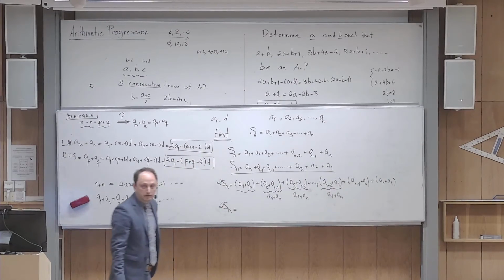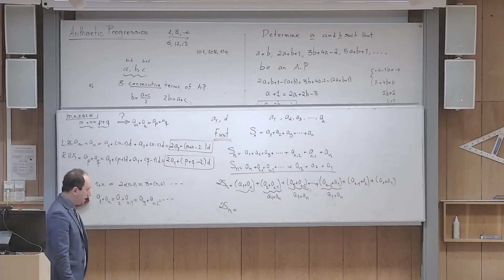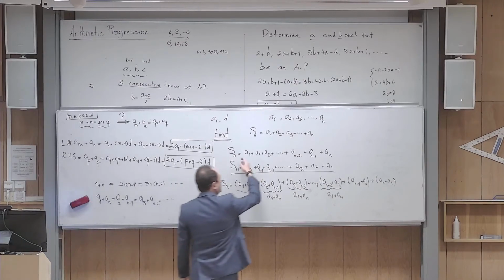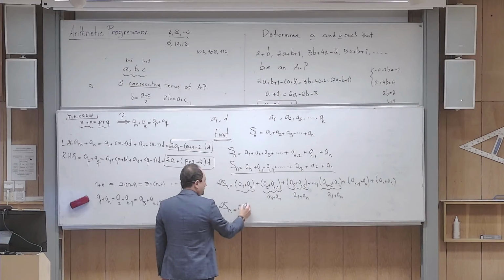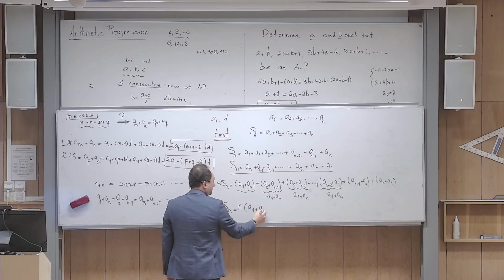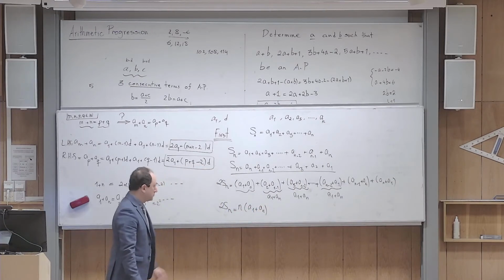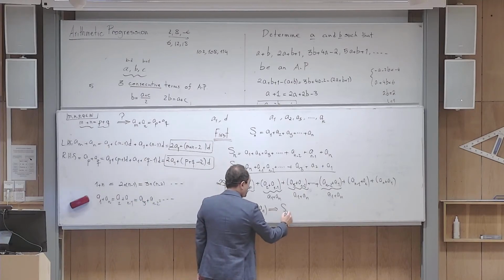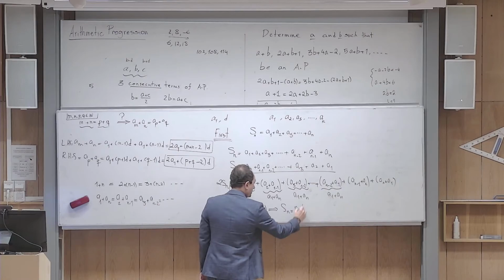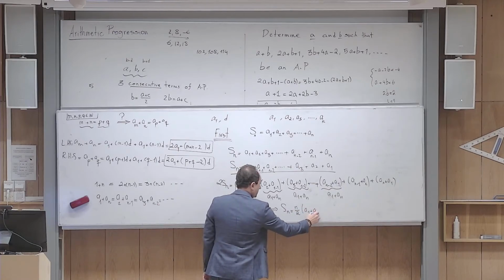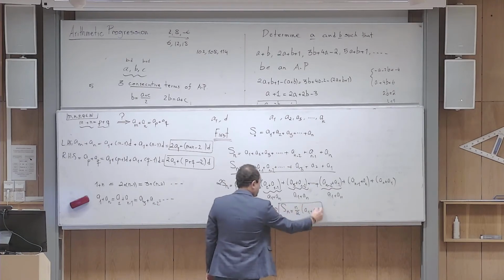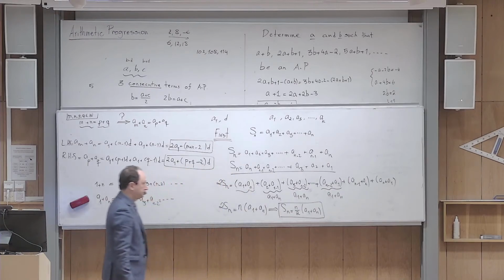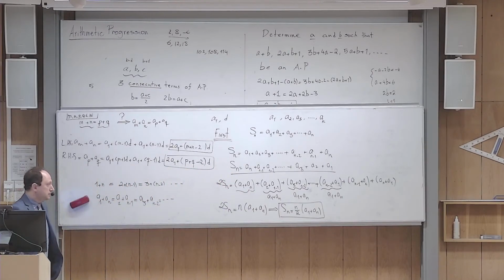How many of them we have? N, because I had n terms from 1 to n. So this becomes n times a1 plus an. Yes, but I am looking for Sn, so I divide everything by 2. So Sn becomes n over 2 times a1 plus an. Yes, so this is the formula for Sn.